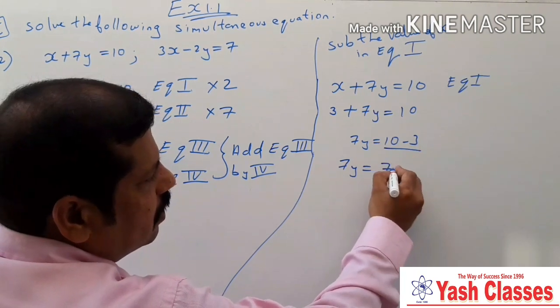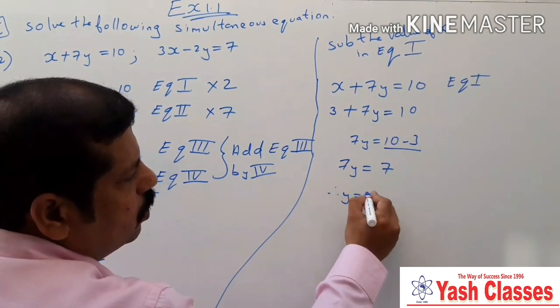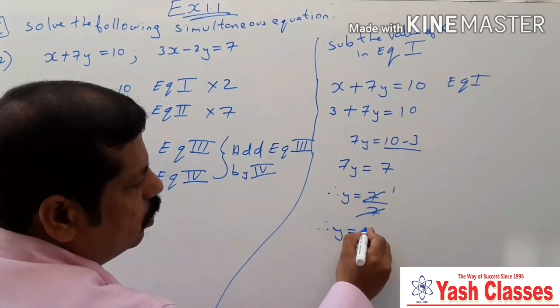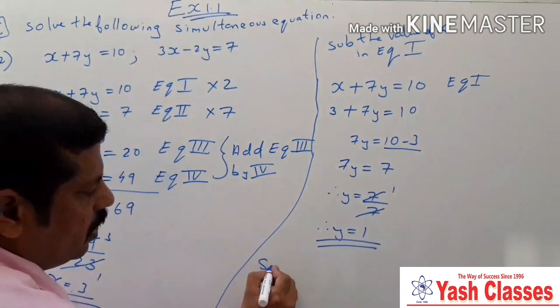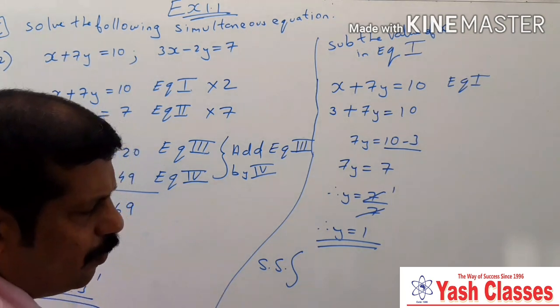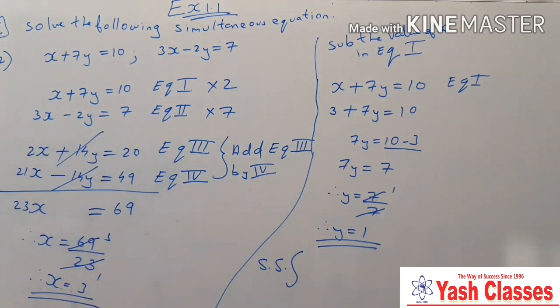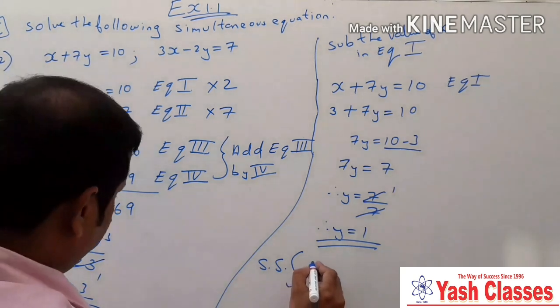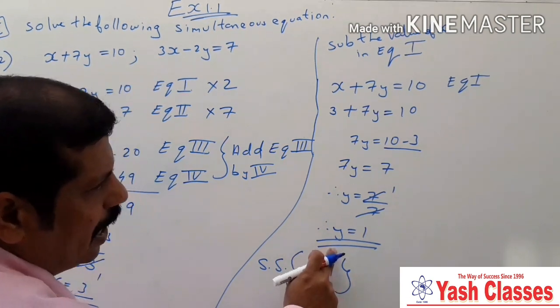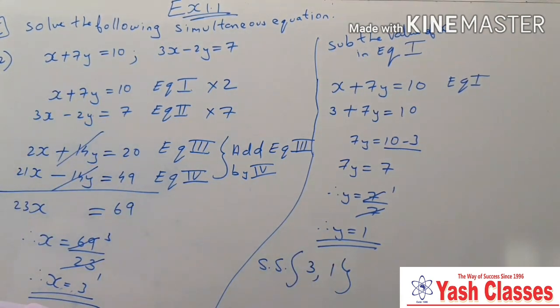10 minus 3, 7. Therefore, y is equal to 7 upon 7, cancel 1. Therefore, y is equal to 1. Now you have to write here solution set. SS means solution set. First you have to write x and then y. Whatever you find, first you have to write x and then y. 3 and 1. First x is coming and then y. Therefore, answer is here 3 and 1.